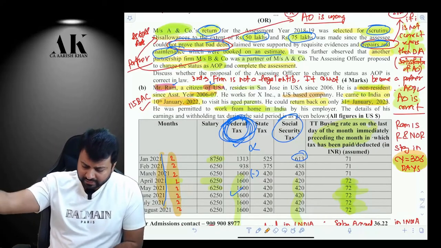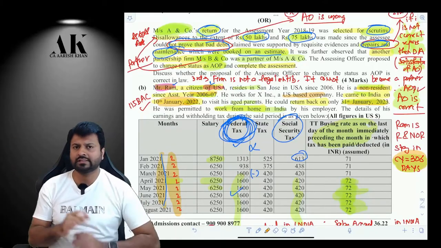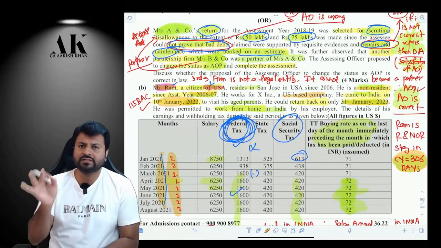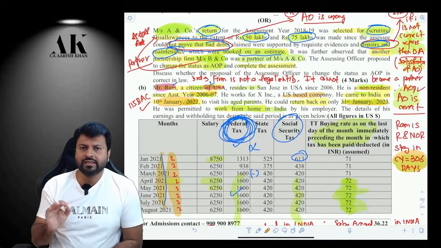From 1st April till 31st Jan, if you count, there are 306 days. So, is he resident? The answer is yes. The very first thing which we have gotten, he is a resident. The second thing, is he ordinary or not ordinary?